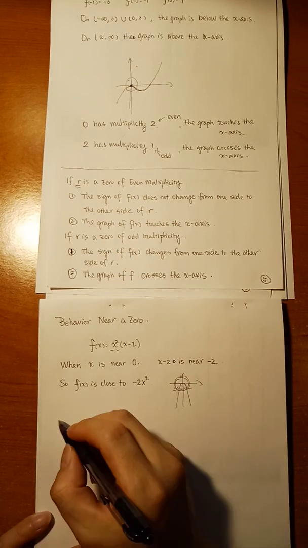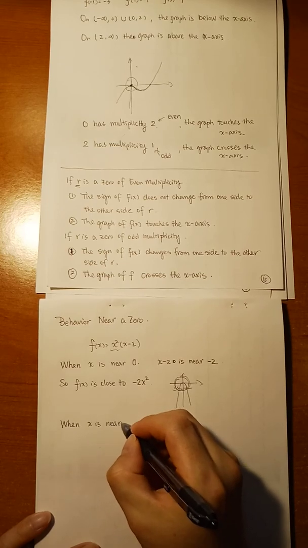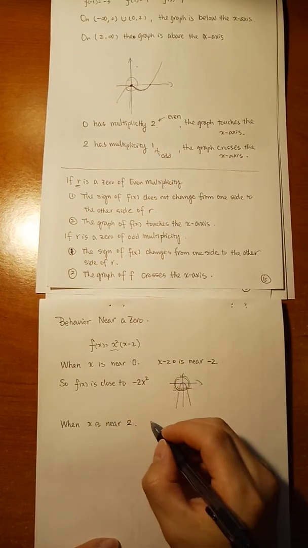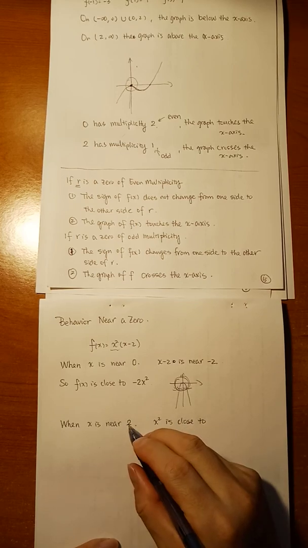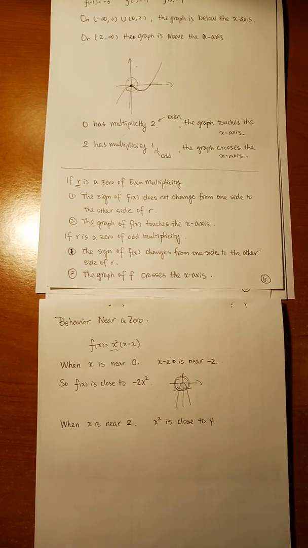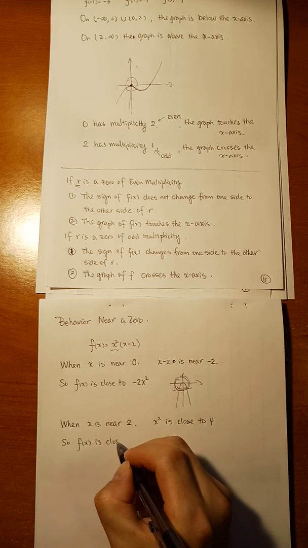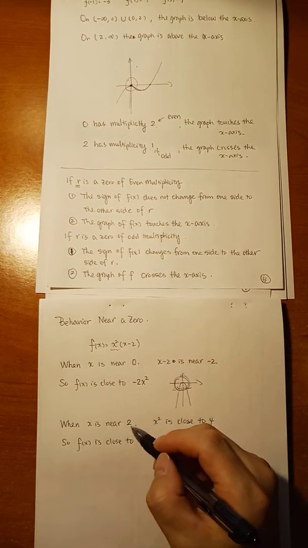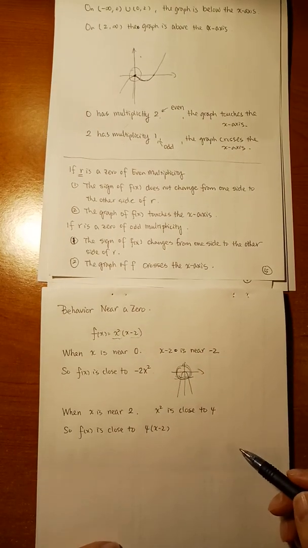Okay, and when x is near 2, that is the second solution. When x is near 2, then x squared is close to what? 2 squared is 4. If x is near 2, you use 2 instead of x, you get 4. So the function f(x) is close to 4(x minus 2). Again, you're talking about this 2, so you keep this factor x minus 2 and estimate the other factor.